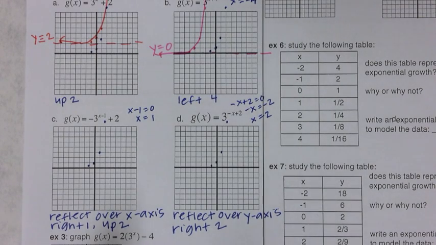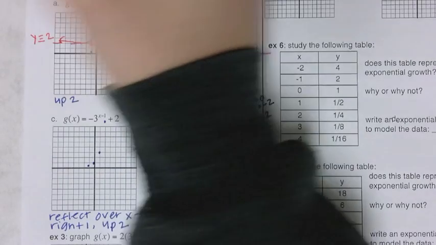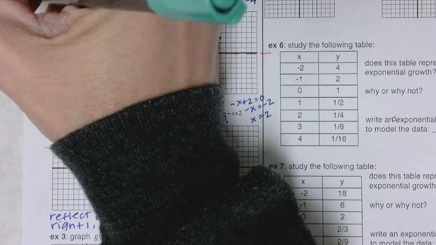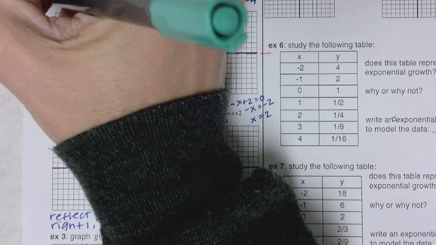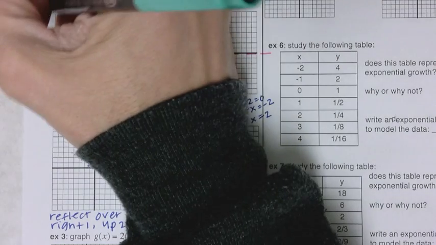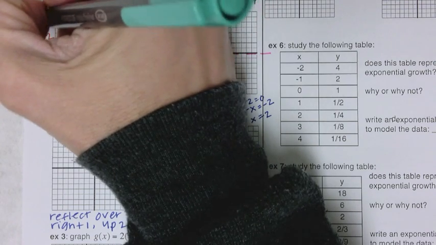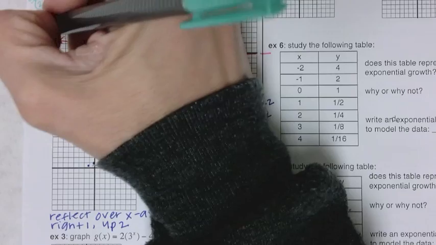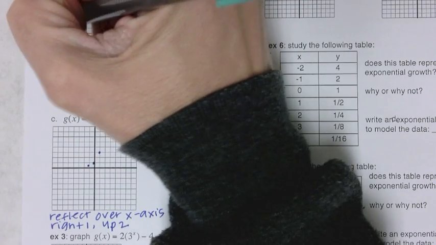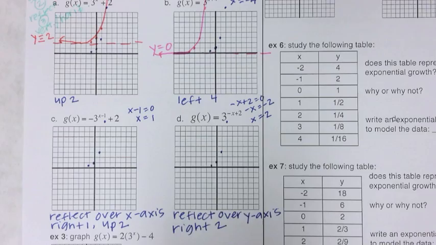Remember that whenever you're doing transformations, a review from 1.6 is that we always take care of stretching and shrinking first. So I'm just going to write that right here. You stretch or shrink first. And then the next thing you do is reflect. And then the last thing you're going to do is vertical or horizontal transformations. So that's just your friendly reminder for that.